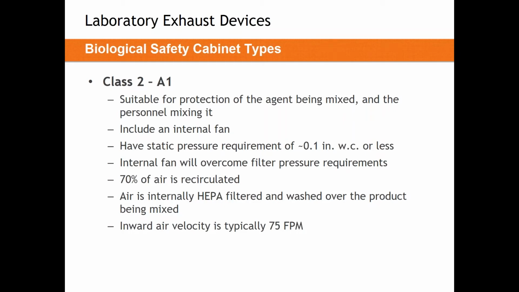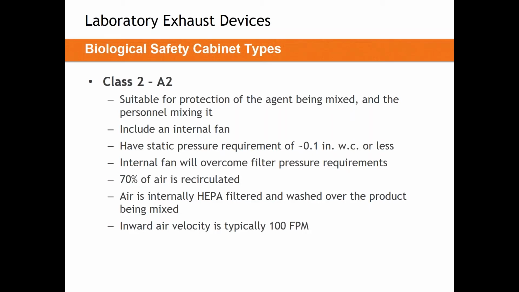So in the A types, most of the air will be recirculated inside that hood. So there's less demand on the actual exhaust system. 70% of that air for a type A1 will be recirculated. The other 30% will be exhausted. That air that's being recirculated will be filtered through a HEPA and washed over the product. To define between A1 and A2, we get the last point. These generally have an inward air velocity of about 75 feet per minute.